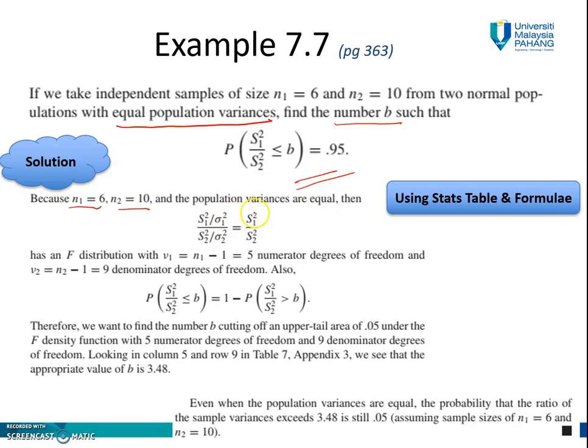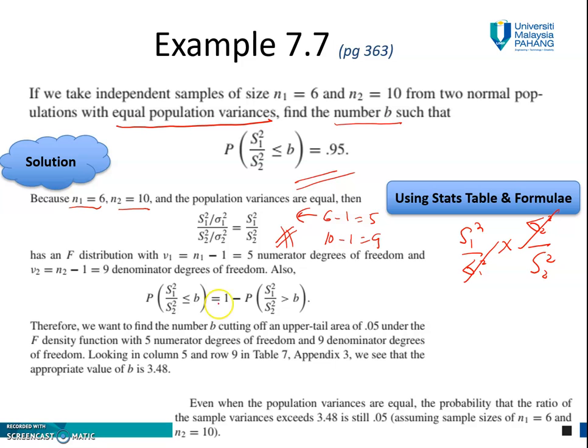So when it's equal, you can cancel it out. Actually, this one you can cancel it out, isn't it? This one had S1 square divided by sigma 1 square times sigma 2 square divided by S2 square. Since it's similar, you can cancel it out, so you will get this one. And remember for S1, 6 minus 1 is 5 degrees of freedom, and this one you will have 10 minus 1 is 9 degrees of freedom.